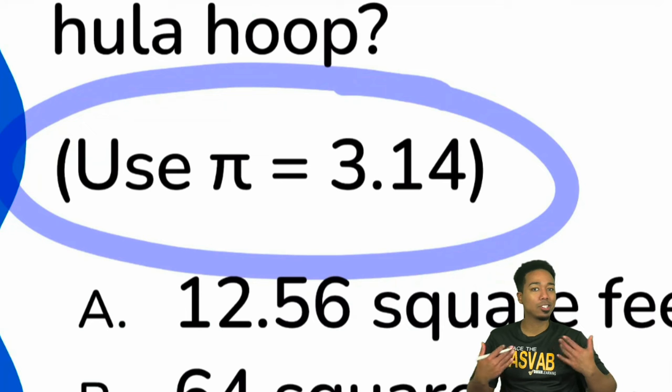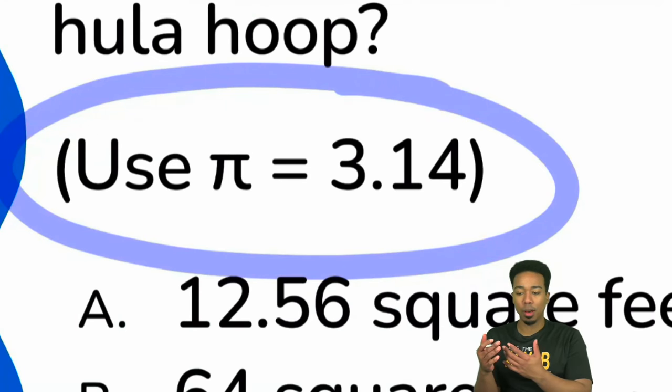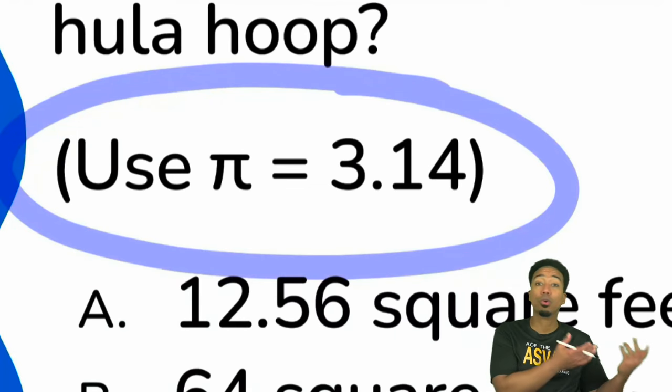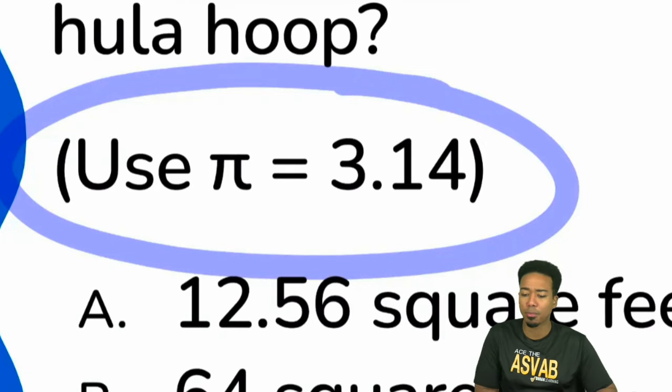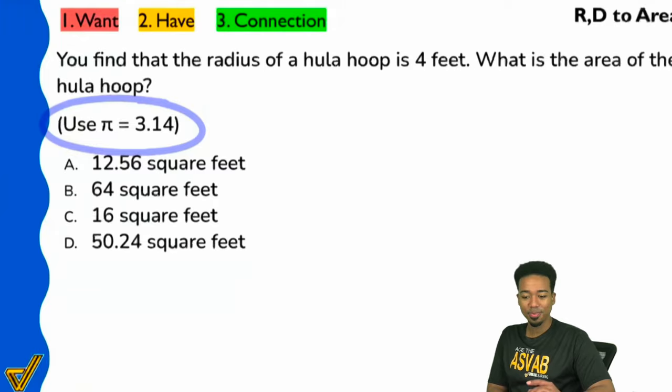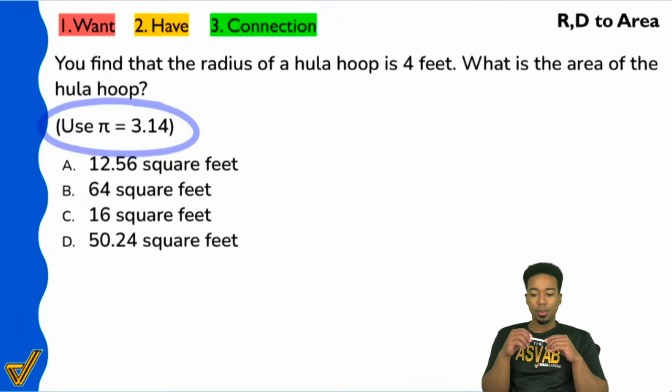So that's the advantage that you get when it comes to working with pi. The problem will tell you to leave it the same, to use 3.14 or 22 over 7. Yep, the problem will tell you. So Jay, let me know if that makes sense. All right, so yeah, no problem.